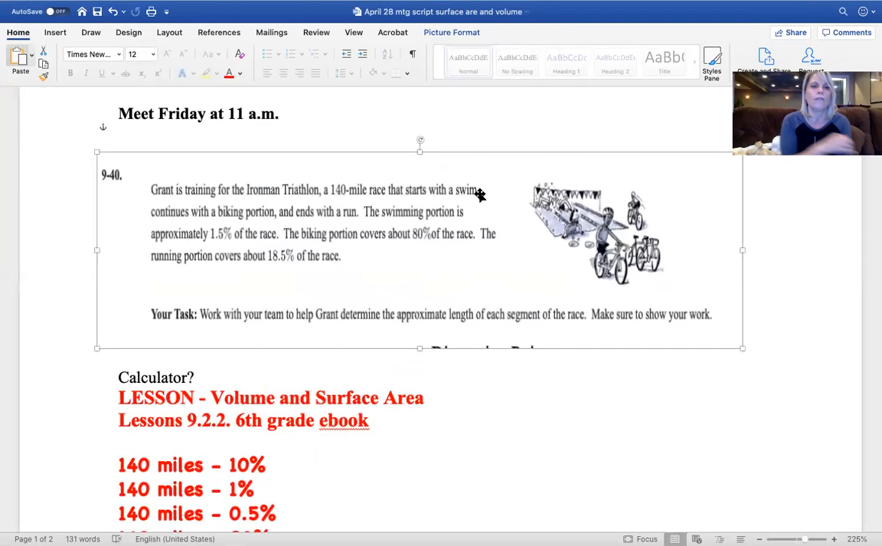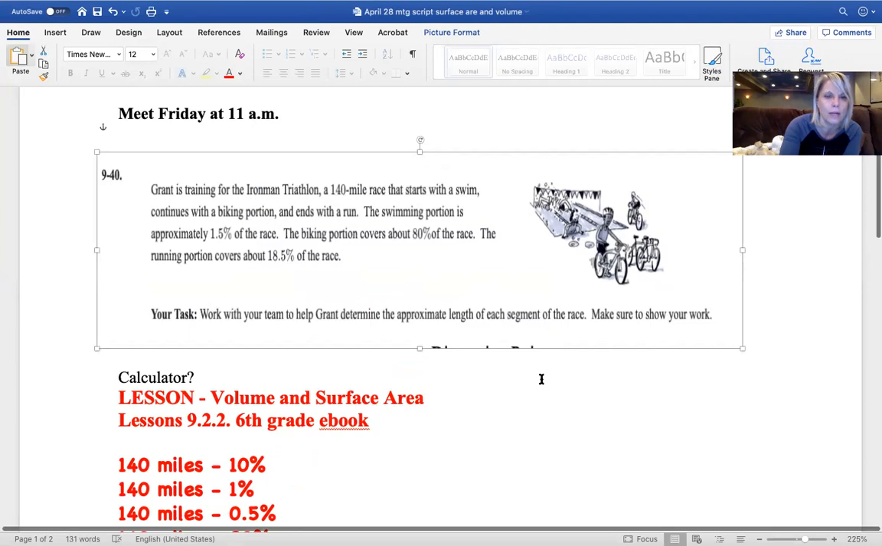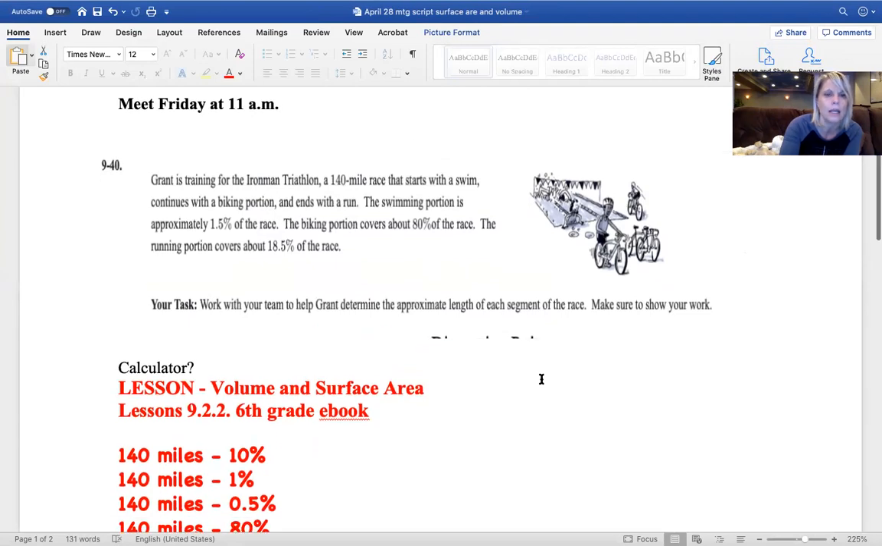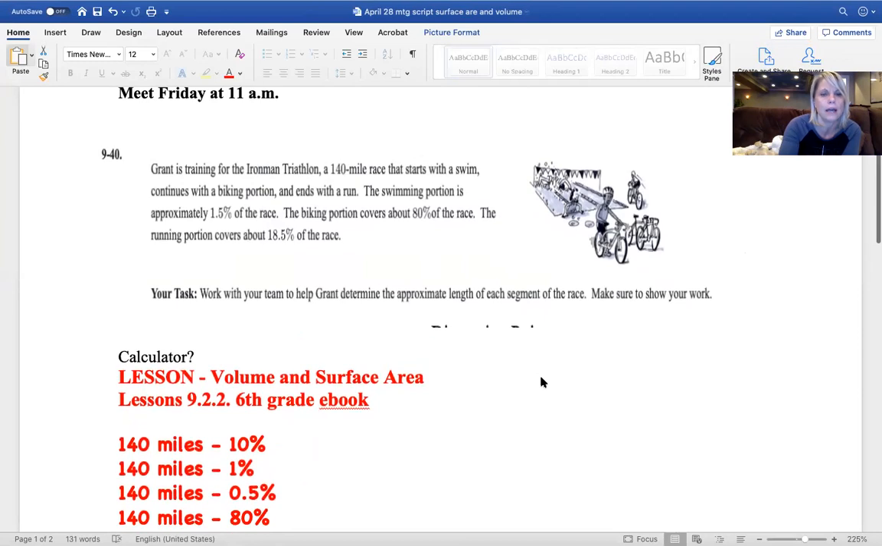is training for the Ironman triathlon. It's a 140-mile race that starts with a swim, continues with biking, and ends with a run. The swimming portion is approximately 1.5% of the race. The biking portion is 80%, and the running portion is 18.5%.